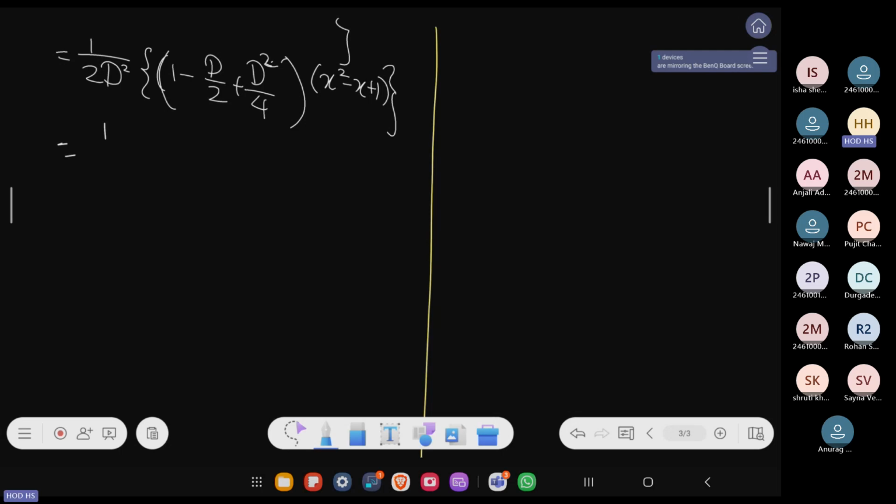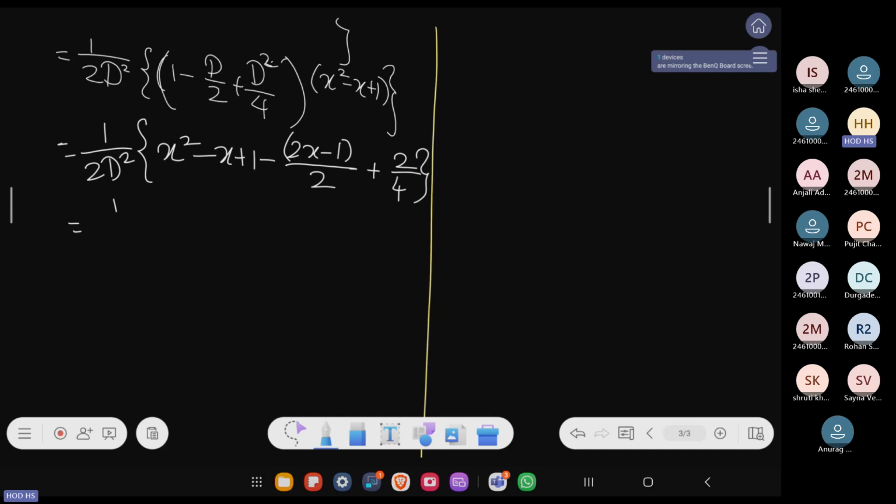So this will be 1 upon 2D square. Calculate 1 times this bracket, which is x square minus x plus 1. D of this bracket will be minus of (2x minus 1) by 2, and D square of the same bracket will give me 2 by 4. Right?